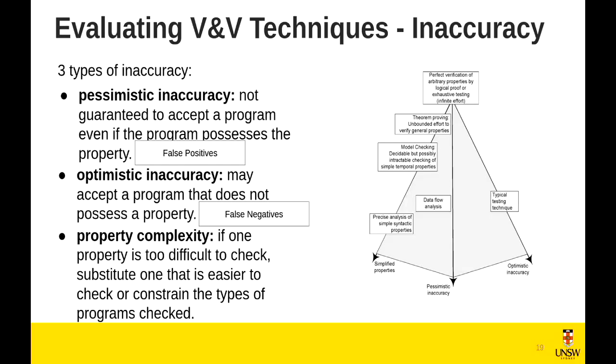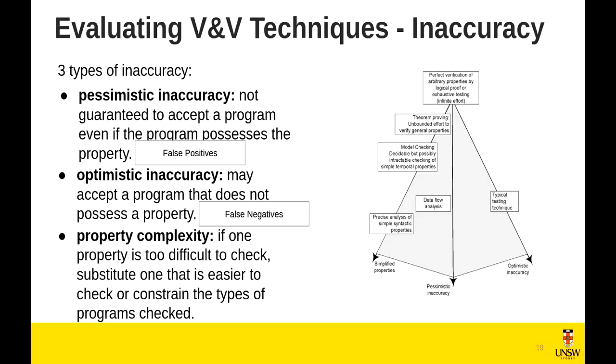As you can see in this figure here, on the top is a perfect verification case where every user requirement could be converted into a specification and it could be properly verified. But that's the ideal case, and that is never achievable. Most of the time, with formal verification techniques, we end up with simplified properties, and we may have some inaccuracies because of this.